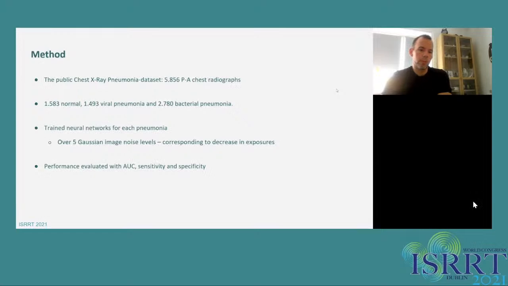We used the public chest X-ray pneumonia dataset consisting of almost 6,000 PA chest radiographs. There were almost 1,600 normal, 1,500 viral pneumonia, and almost 3,000 bacterial pneumonia. We trained neural networks for each pneumonia type and also over 5 Gaussian image noise levels, corresponding to a decrease in exposures. We evaluated the performance with area under the curve, sensitivity, and specificity.